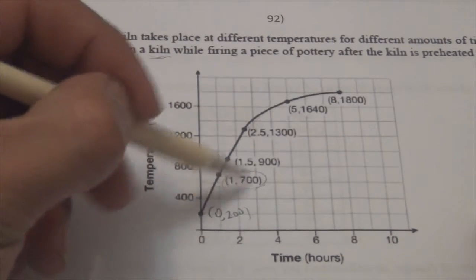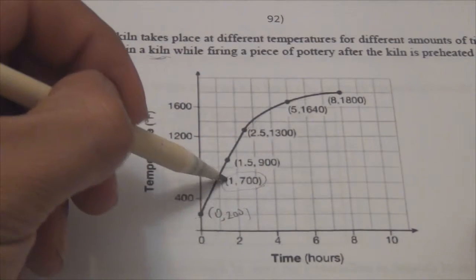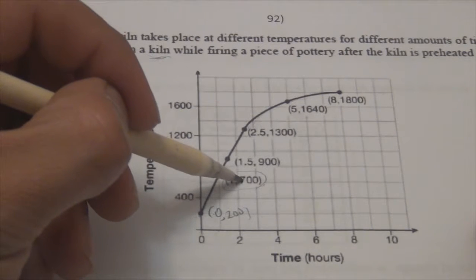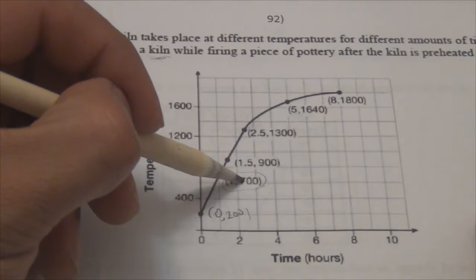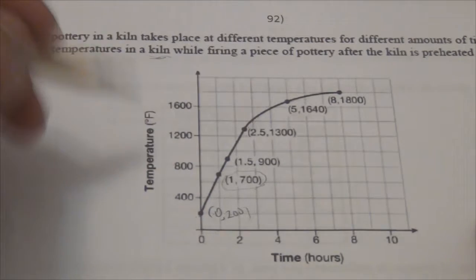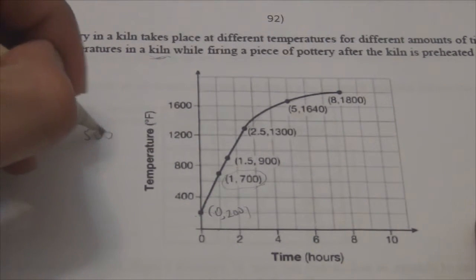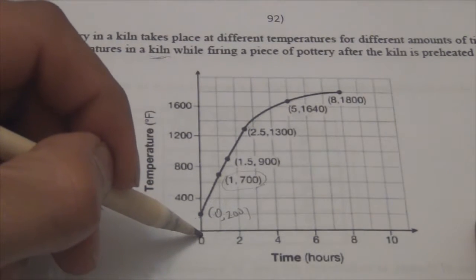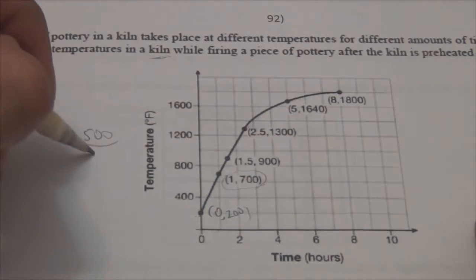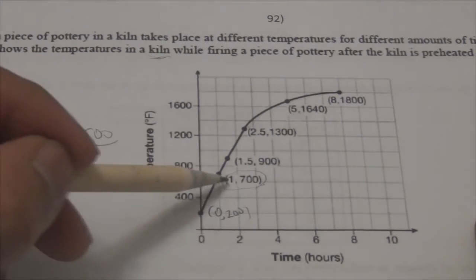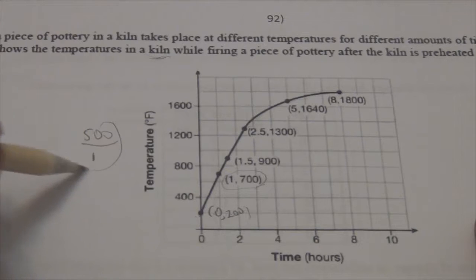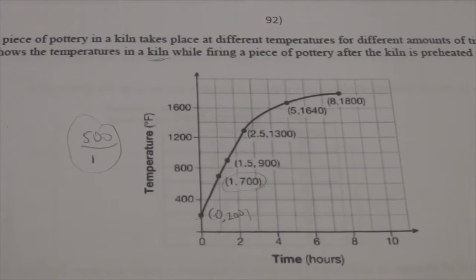Well, y2 minus y1 over x2 minus x1. So from 200 to 700, there's an increase of 500. So I'm going to write it right here: 500 over the interval of 1 hour. Okay, 1 minus 0. So it increased by 500. The average rate of the temperature increase is 500.